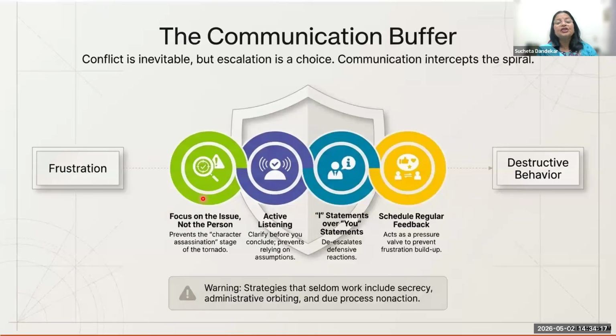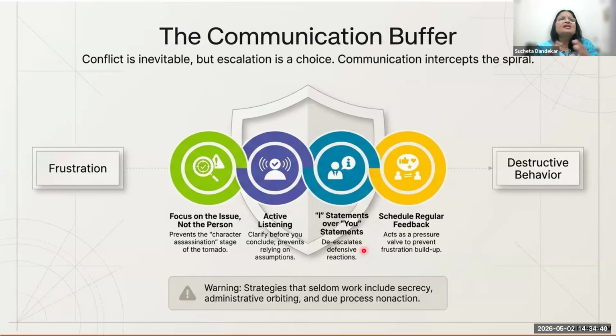We should focus on the issue and not the person. When I said, remember, I talked about character assassination. Just don't do it. Have an active listening way in mind, and clarify before you conclude. Try and find out. You must have I statements over you statements all the time.